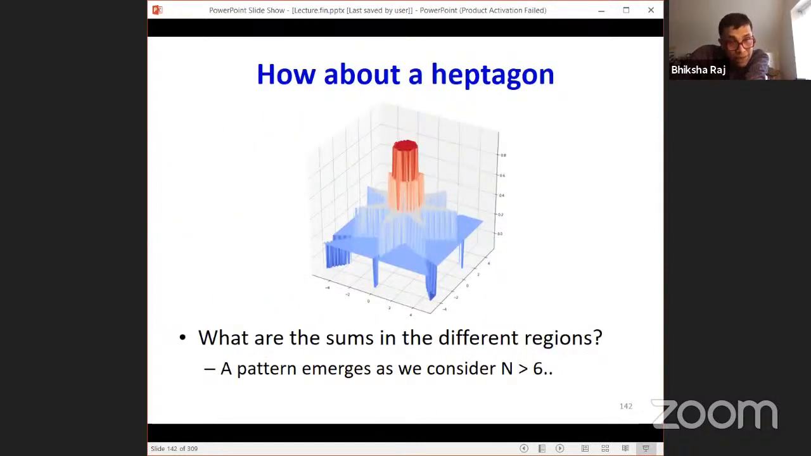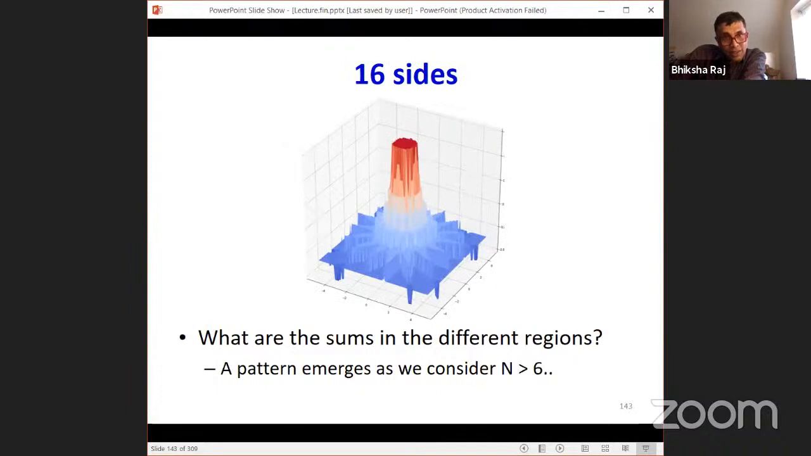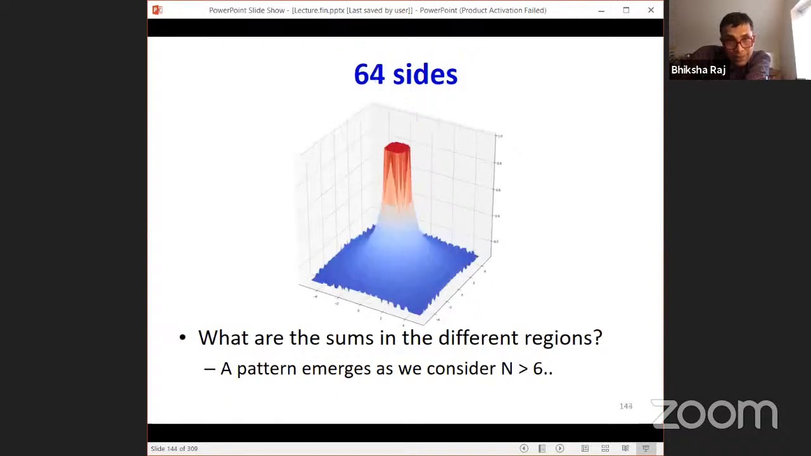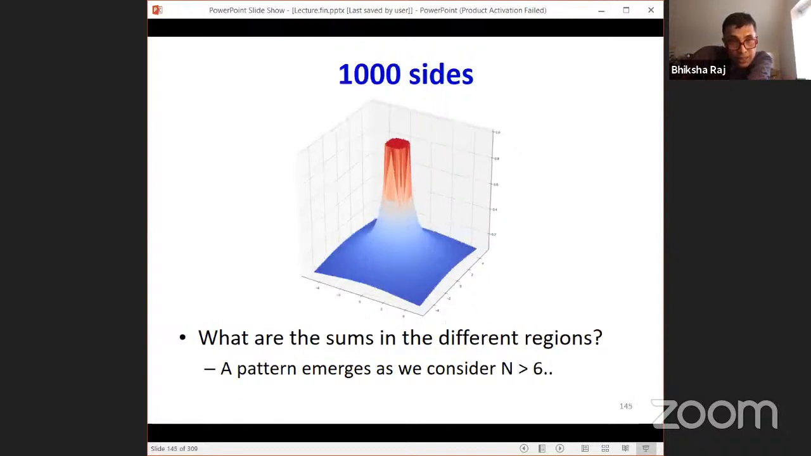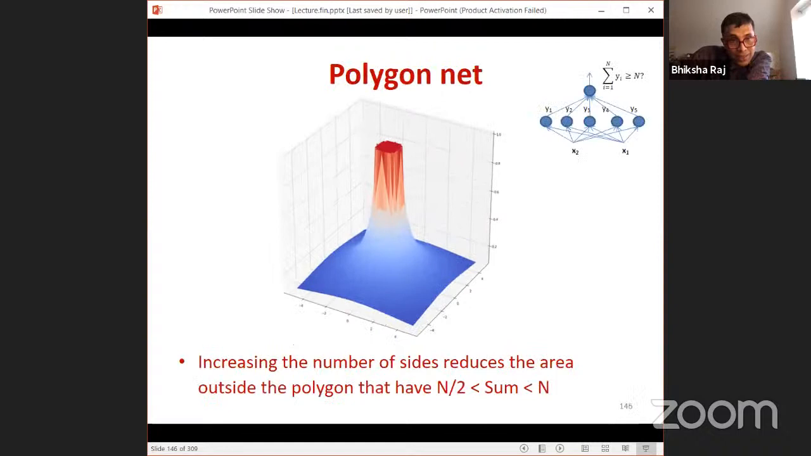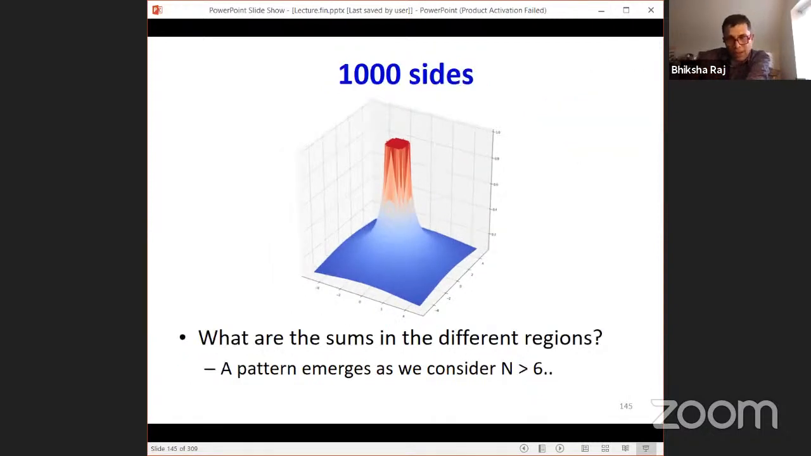If I want a heptagon, the sum of the outputs of the one hidden layer is going to have this very beautiful shape. If I do a 16-sided polygon, the sum is going to look like this. This is for 64 sides. This is for 1,000 sides. So what we see is something very interesting, right?